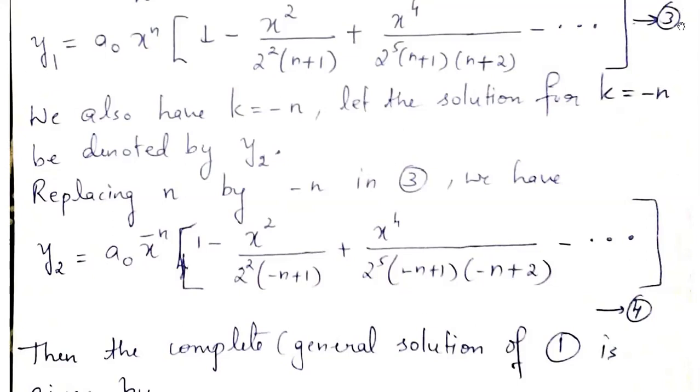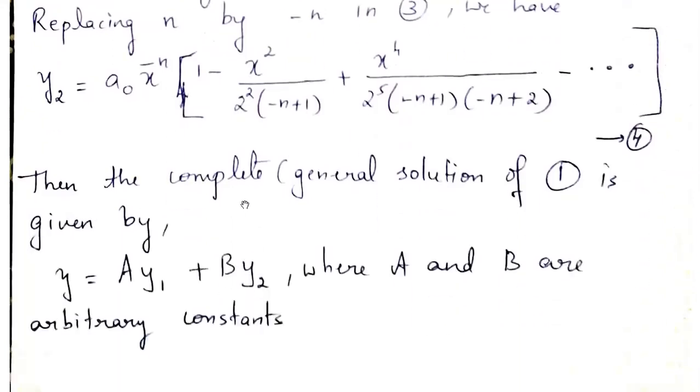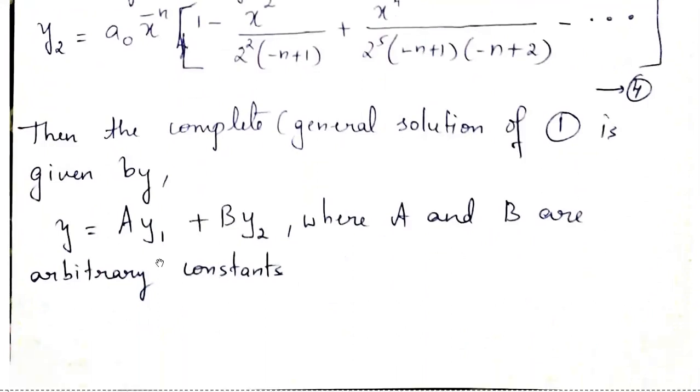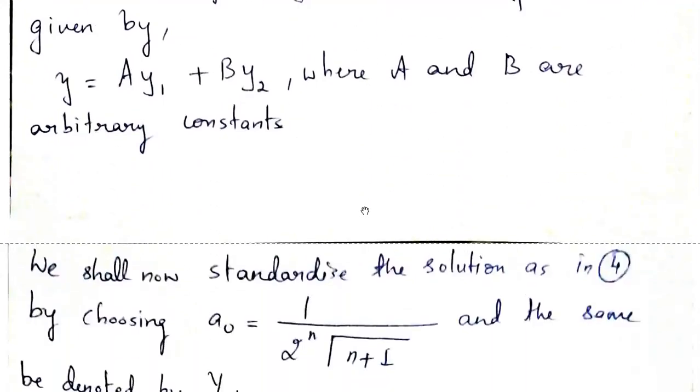So now you have two independent solutions, one is y1, another is y2. Combining these two solutions together, we get the complete solution for Bessel's equation, and it is given by y equal to A y1 plus B y2, where A and B are arbitrary constants. Please note this complete solution is also called the general solution.